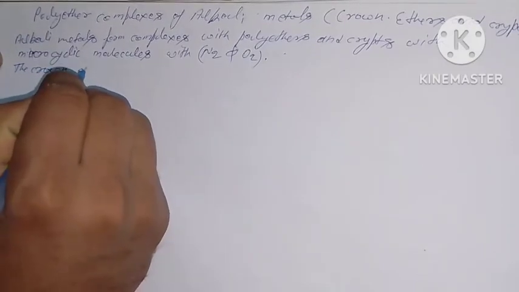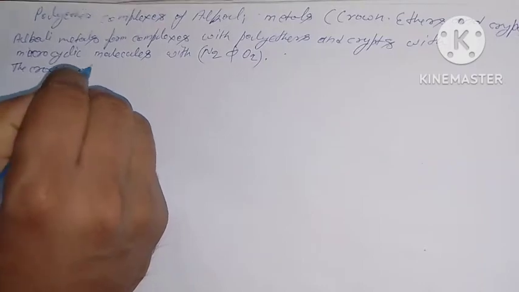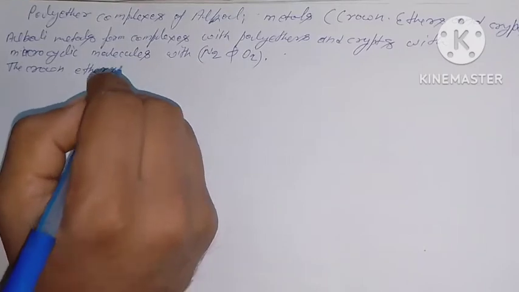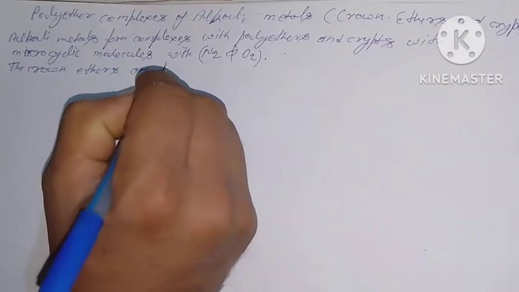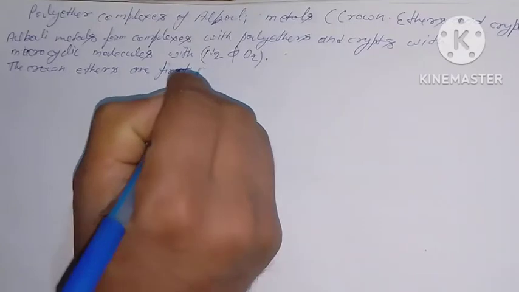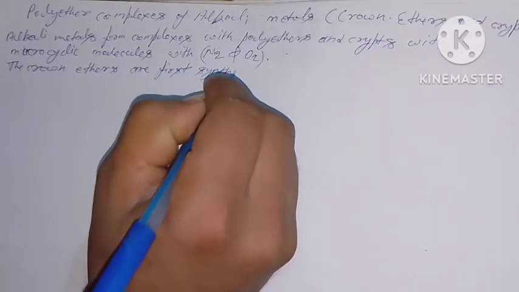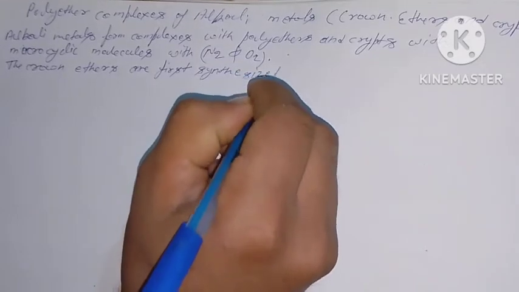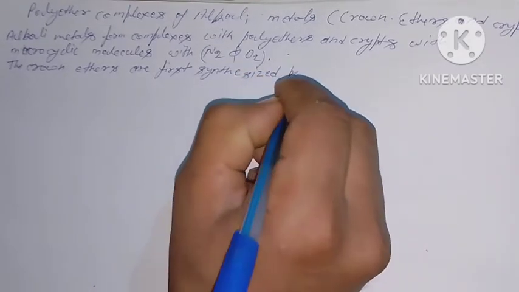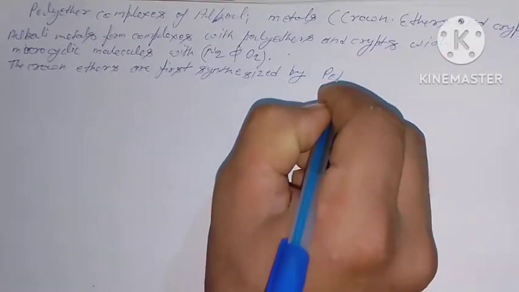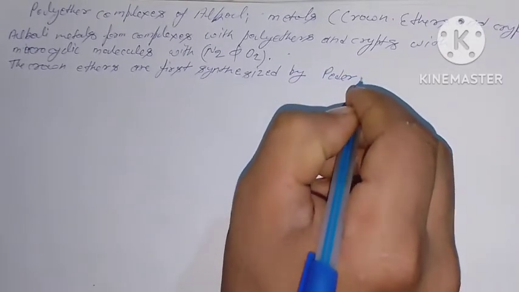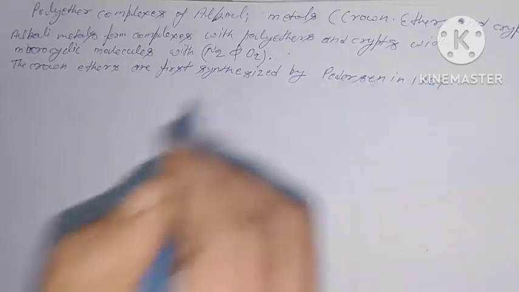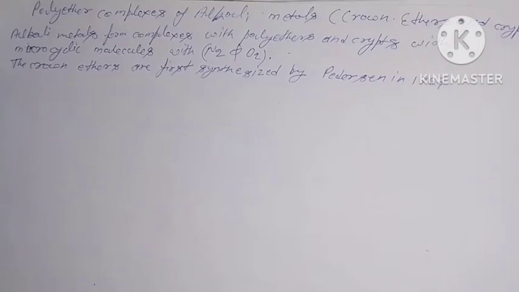The crown ethers are first synthesized by Pedersen in 1967.